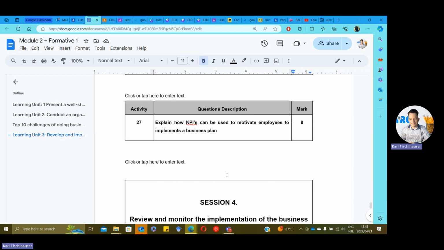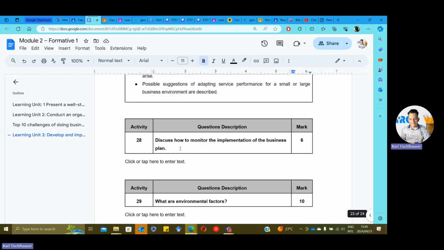Okay. 27 says explain how KPIs can be used to motivate employees and to implement this plan. Okay, in this answer, we're looking for a connection between the business plan and the employees, and how will you use the KPIs to be that middle ground? Okay. 28 says discuss how to monitor the implementation of a business plan for 6 marks. Pretty straightforward. We're just looking at monitoring.